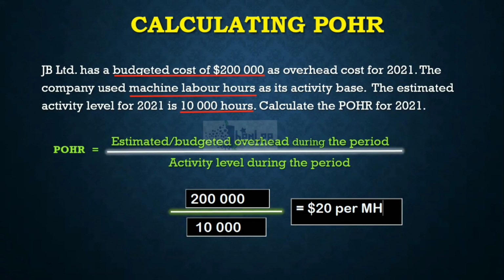And this takes us to the end of this lesson where we look at allocating overhead costs using the predetermined overhead rate. And remember, the formula is estimated or budgeted overhead during the period divided by the activity level during the period, where the activity level or base can be hours, units, or cost.